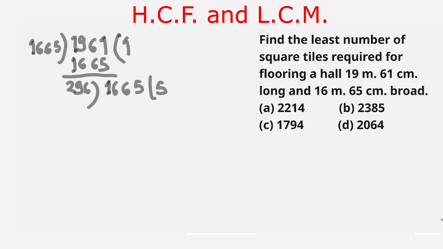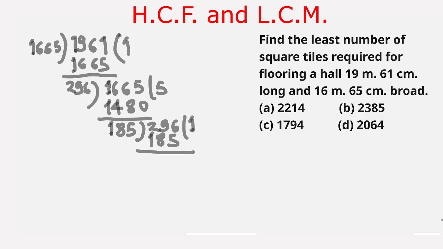5 times 296 is 1480. On subtracting 1480 from 1665, we get remainder 185. Now we divide 296 by 185. It divides it for one time. On subtracting 185 from 296, we get 111.